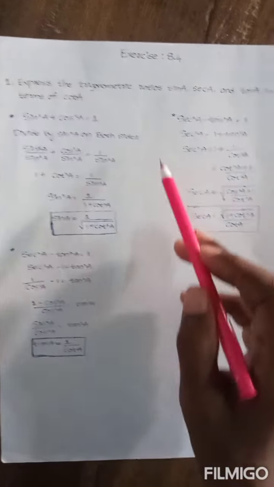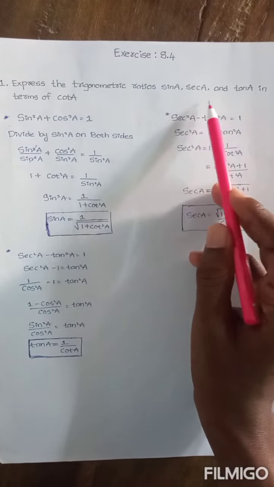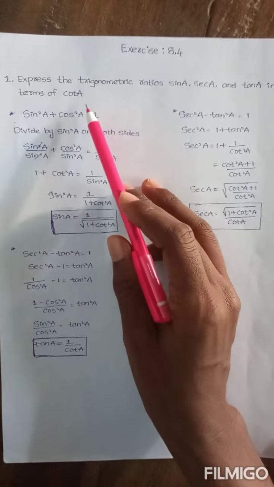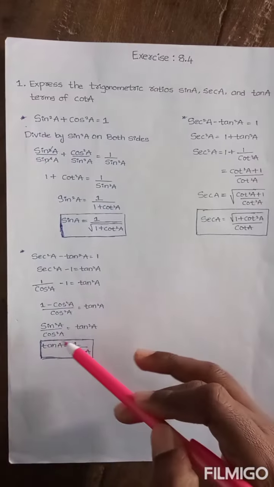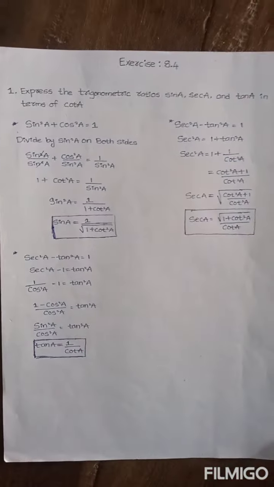And the next one, we need to define tan A in terms of cot A, right? We know that tan theta is inversely proportional to cot theta, therefore tan A equals 1 by cot A.